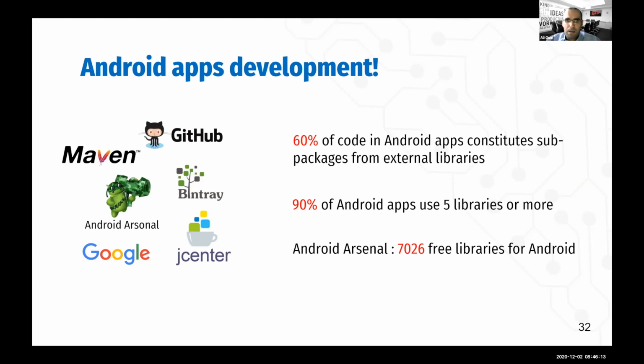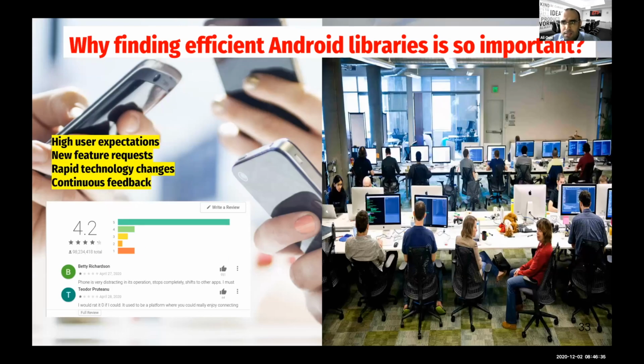They also found that 90% of Android applications use at least 5 libraries in their source code. For example, the repository Android Arsenal has over 7,000 free libraries that are available to be reused in mobile applications. Developers always need to find useful libraries, either for the initial development of an application or during its evolution. Users always have high expectations from these applications and always ask for new features. Apart from the rapid technology evolution in the mobile market, developers need to satisfy users and keep their apps up to date, useful and popular, because the mobile market is very competitive, and they do not want to lose their users.